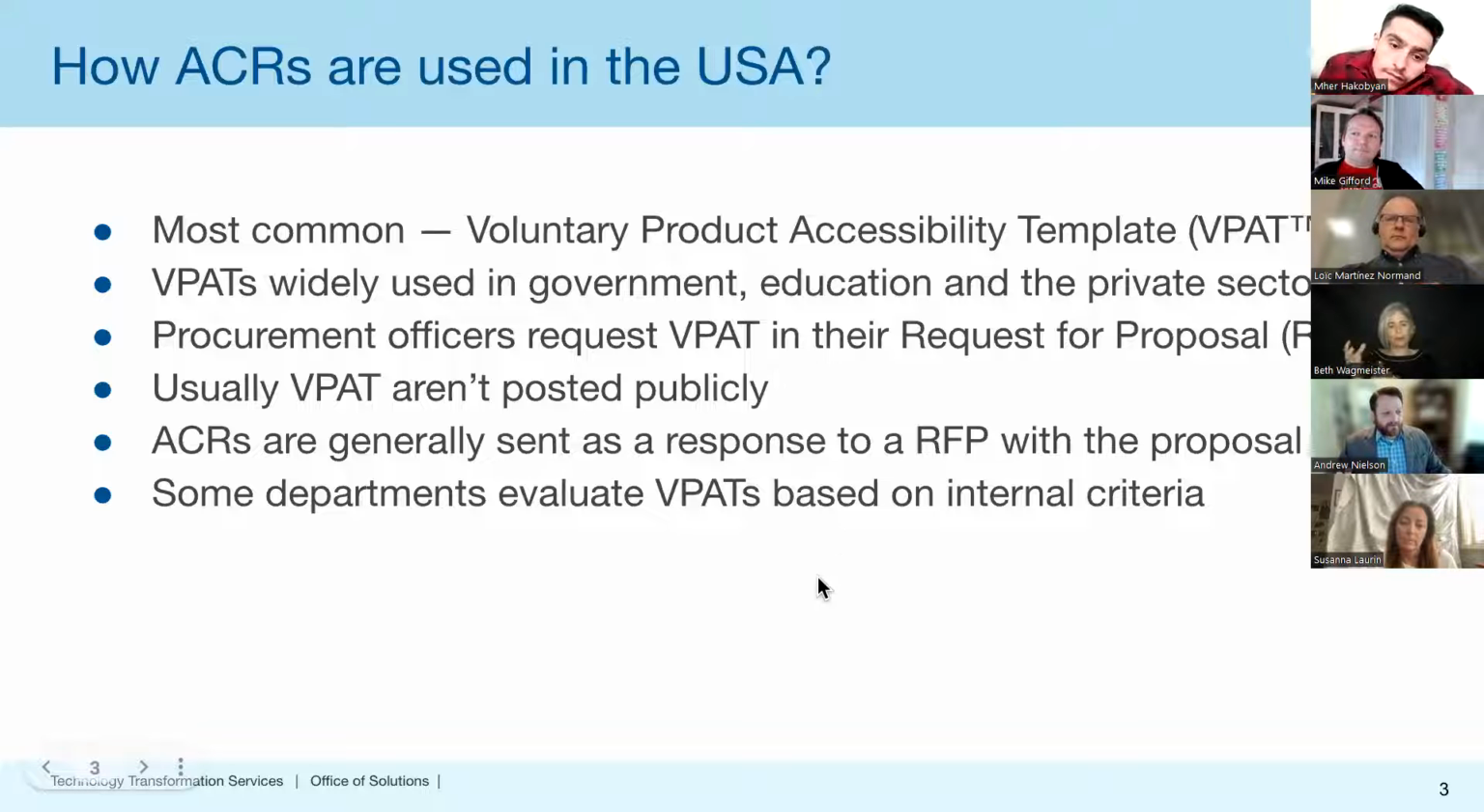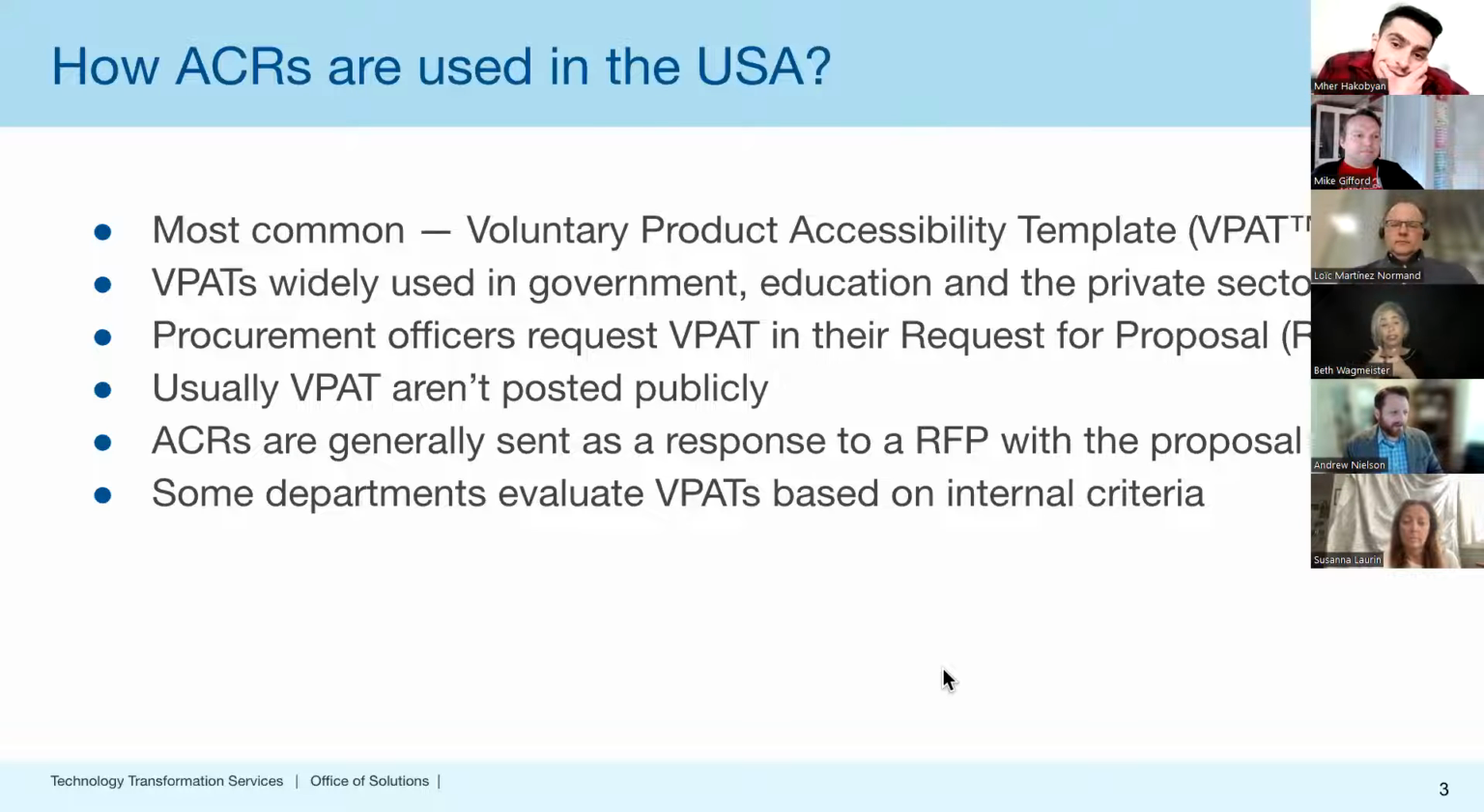Procurement officers will often request that vendors provide an accessibility conformance report in the VPAT format. And really the accessibility conformance report is just the output of a VPAT. It doesn't necessarily have to be in the VPAT format. Again, agencies may still ask for different formats and different methods of demonstrating or communicating the conformance of their products. But often it's the most widely used format.